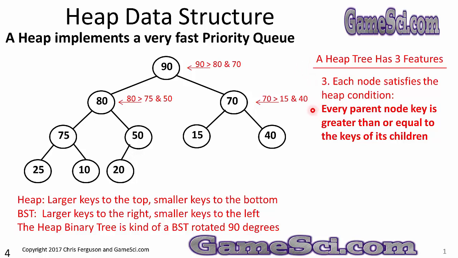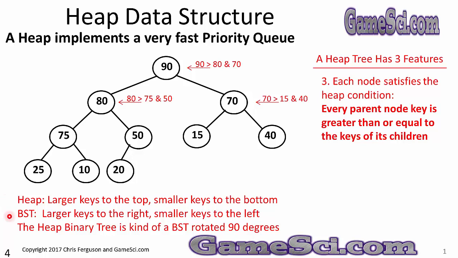Every parent node key is greater than or equal to the keys of its children. If you look very carefully, this parent 90 is greater than the two children, 80 and 70. This parent node 80 is greater than 75 and 50. This parent 70 is greater than 15 and 40. In a heap, larger keys go to the top of the tree, smaller keys to the bottom of the tree.